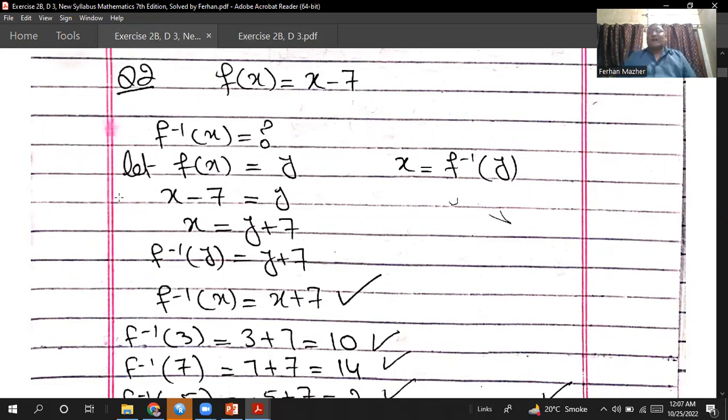So in the place of x, I can substitute f inverse of y. So f inverse of y will be equals to y plus 7. So f inverse of, I will change the variable. So it will become f inverse of x equals to x plus 7. So this is how you will find the inverse of that function. Now their questions are very simple.